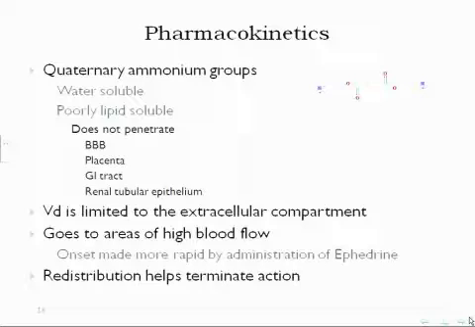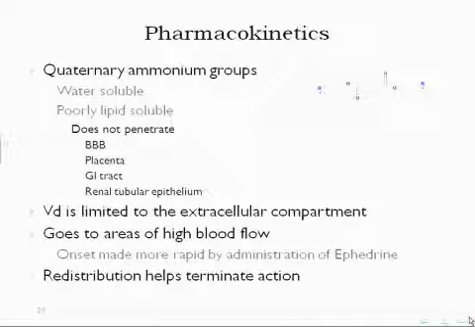Pharmacokinetics-wise, pretty much all muscle relaxants that you talk about, neuromuscular blockers, are quaternary ammoniums. Okay? They have the N group with 4 different bonds to it, which gives it a charged state. And that's kind of good.